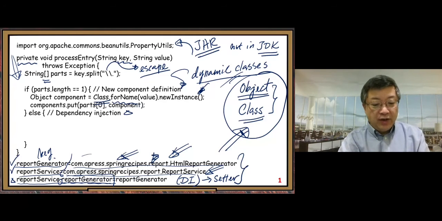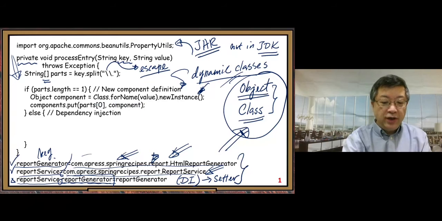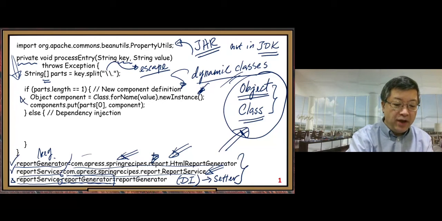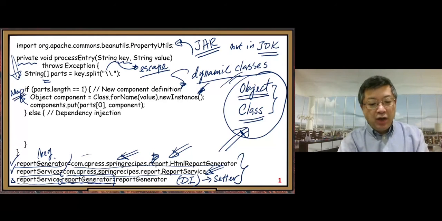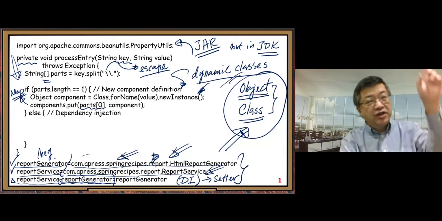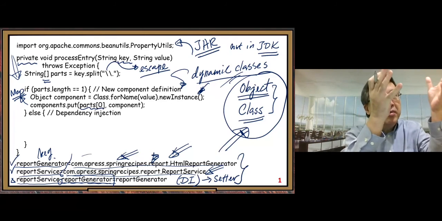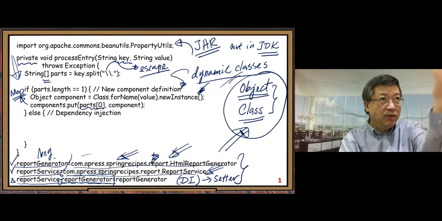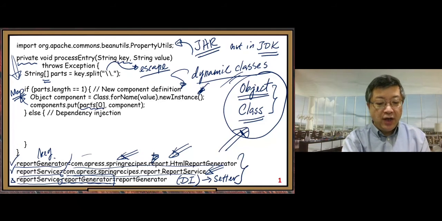After you construct it, you store it in the components. Components.put. Remember, components is a map object. At the beginning, we defined components as a map object. As a map object, we need to store an entry. Remember the entry in a map. parts[0], from this array, the first element is the name of the component. That's the key. Key, name, the same thing.